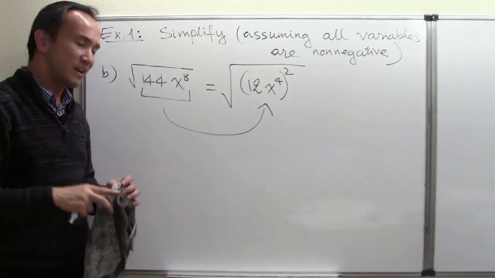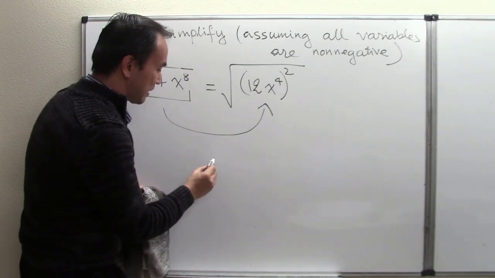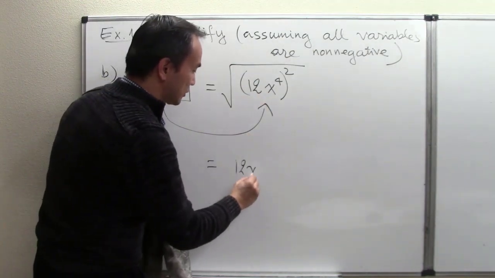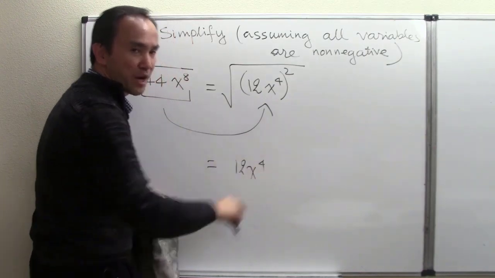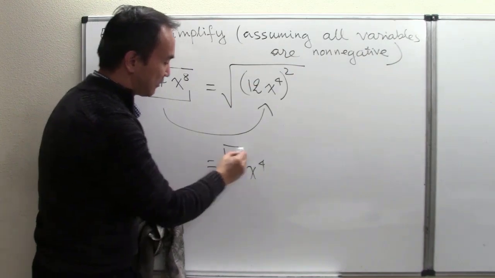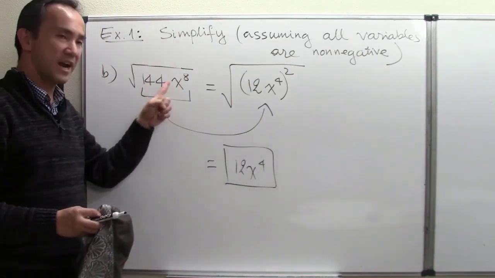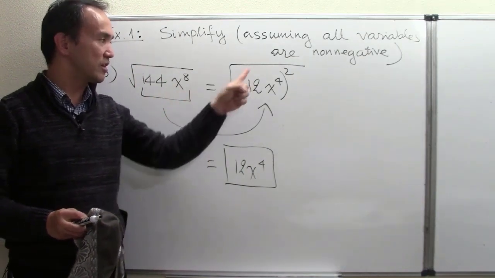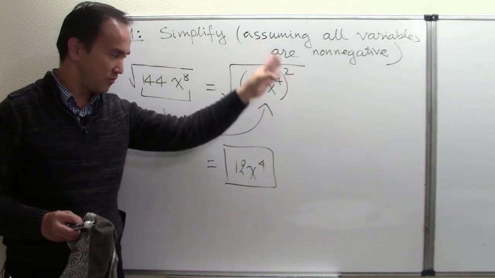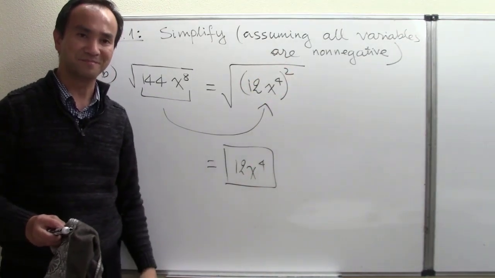All right, so now that anyone has agreed with how I made that, the next step comes out as easy as just rewriting the 12x to the 4th with no square, because the square root will cancel out the square right there. And then this is our final answer. So square root of 144x to the 8th equals the square root of 12x to the 4th all squared. And then taking the square root on the square gives me just that expression before the square.